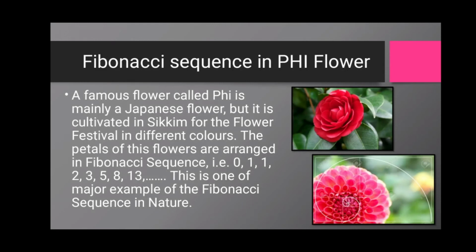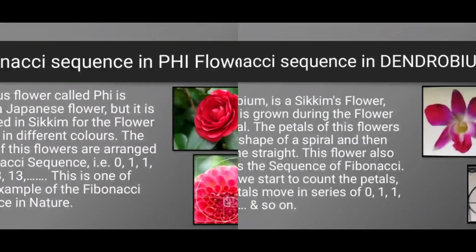Fibonacci sequence in the Phi flower. The famous flower called Phi is mainly a Japanese flower, but it is cultivated in Sikkim for the flower festival in various colors. The petals of these flowers are arranged in the Fibonacci sequence, that is 0, 1, 1, 2, 3 and so on. This is one of the major examples of the Fibonacci sequence in nature.